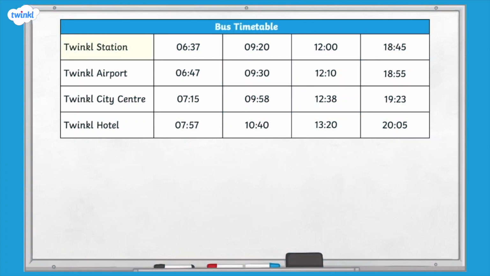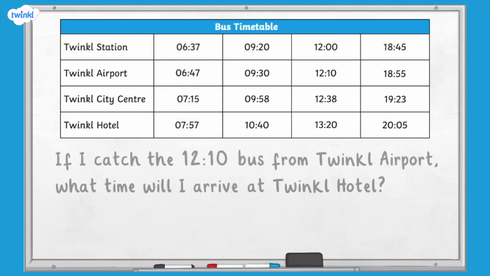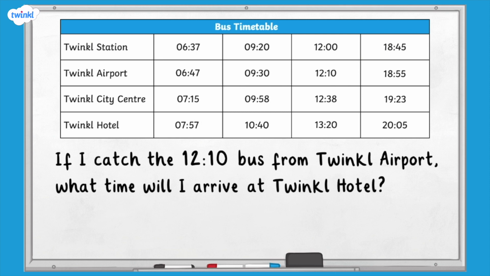Let's take a look at our first timetable, which is a bus timetable. A bus will leave Twinkl station at 6:37, 9:20, 12 o'clock and 18:45. If we got on the bus at Twinkl station at 6:37, it would arrive at Twinkl Airport at 6:47, Twinkl City Centre at 7:15 and finally Twinkl Hotel at 7:57. Let's use the timetable to answer this question. If I catch the 12:10 bus from Twinkl Airport, what time will I arrive at Twinkl Hotel?